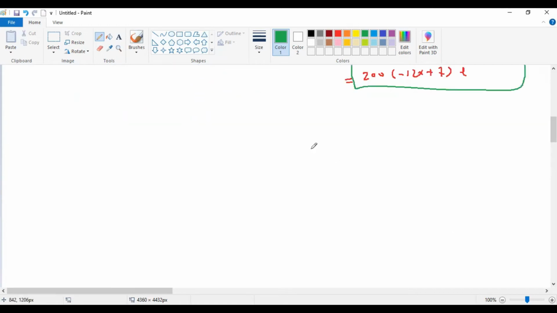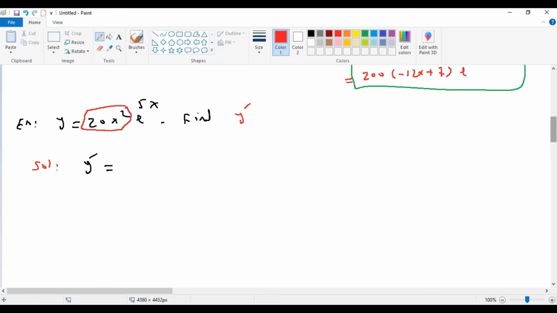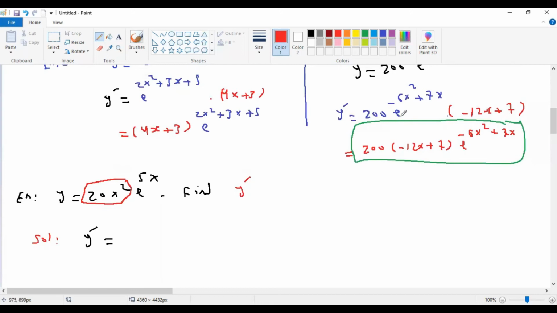Okay, so another example. Let us say y is equal to 20x squared e to the power 5x. Now how do we find the derivative here? The question is to find y prime, dy/dx. See, students, the solution is: y prime equals, what do we have here? Not only 20, we have 20x squared. If it's just 20, we can solve like this one, like 200, directly, and e to the power.